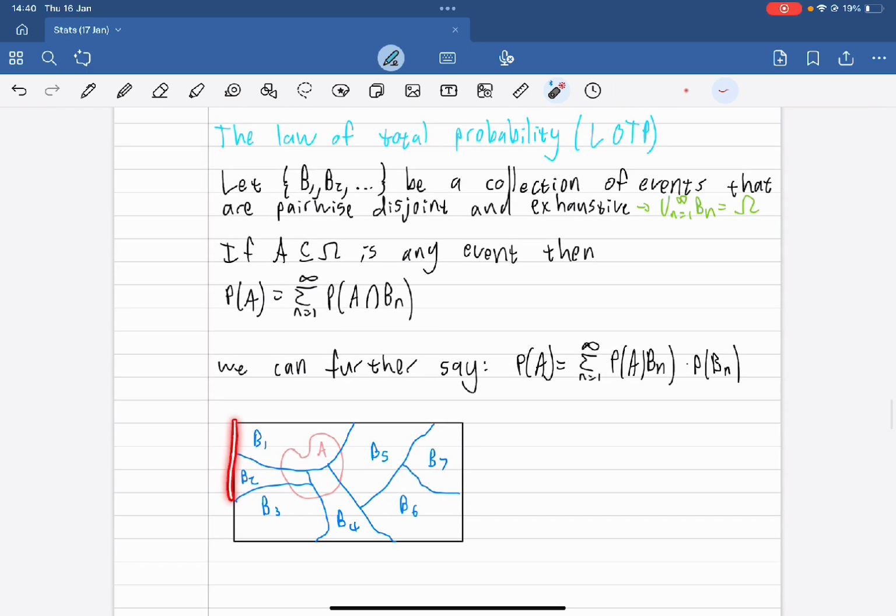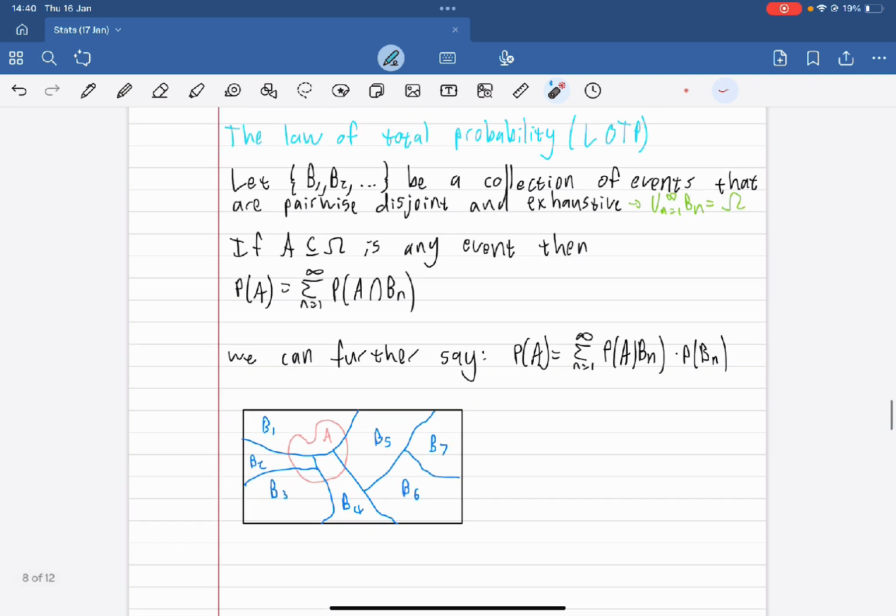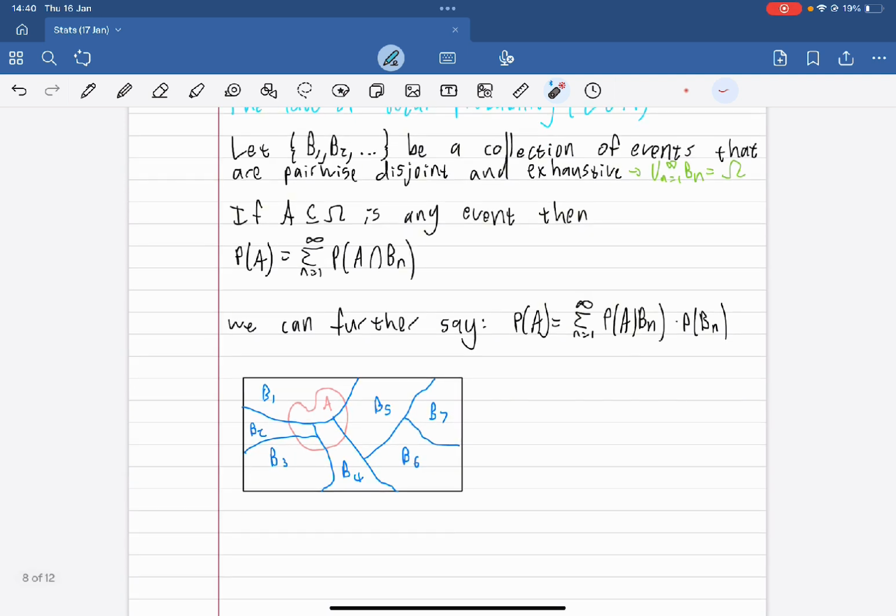So here, this whole block represents the sample space, and I've drawn all these different events, B1, B2, B3, all the way up to B7, and then I also have A in pink. We're trying to work out the probability of A, which is here. So we're going to add up all the probabilities of A and Bn, so every time A intersects a Bn. Let's first have a look, I'm going to do it in green highlighter.